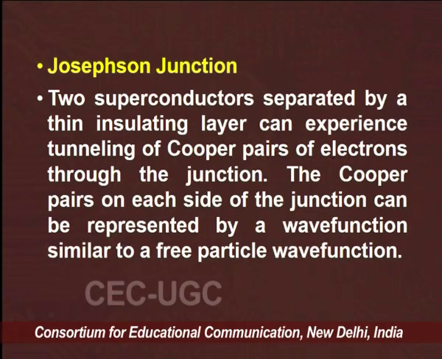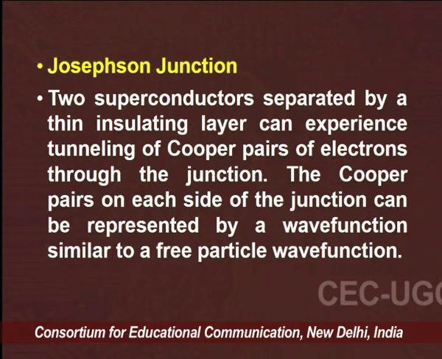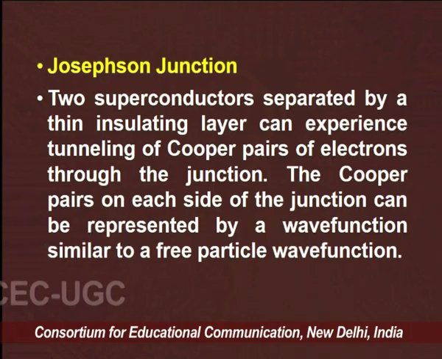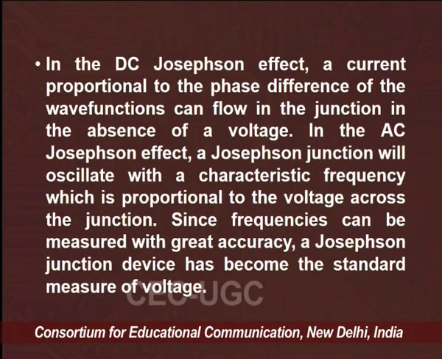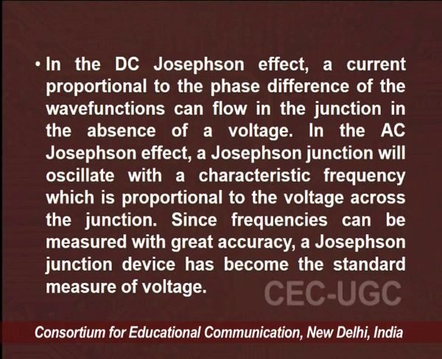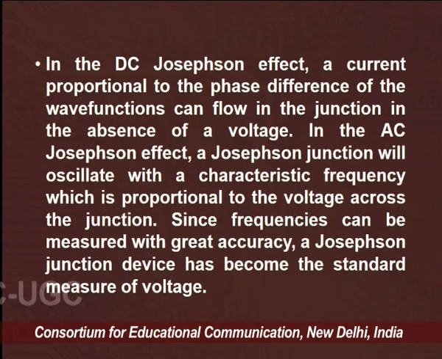So, the Cooper pair on each side of the junction can be represented by a wave function, which is similar to the free particle wave function. In the DC Josephson effect, a current proportional to the phase difference of the wave functions can flow in the junction in the absence of voltage. Means whenever we are not applying any voltage, still the current is flowing in the circuit.